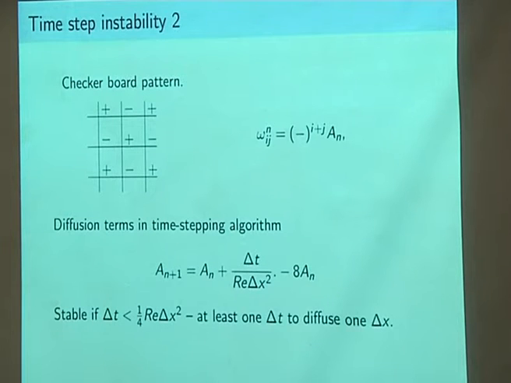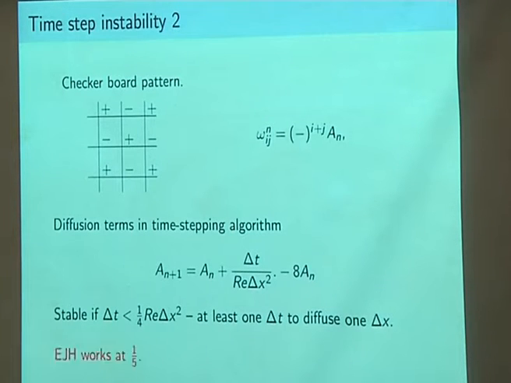Right. And this is effectively saying that because the diffusivity is 1 upon the Reynolds number, we mustn't diffuse in one time step delta t further than one spatial grid block. If you try to diffuse further than one spatial grid block, it all gets wrong and numerically unstable.